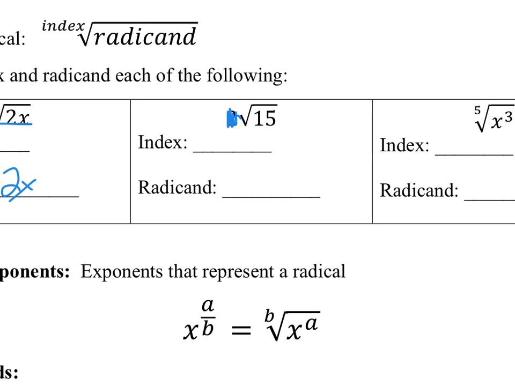This is the square root. When you have a square root, the index is automatically a 2. So when there is no number as an index, like over here, there's a little 5, that's an index. And over on the first example, it was a 3. If there is no index, the index is a 2. This is maybe the first time you've ever seen that when something isn't there, it's not a 1, it's a 2. And then the radicand is 15.